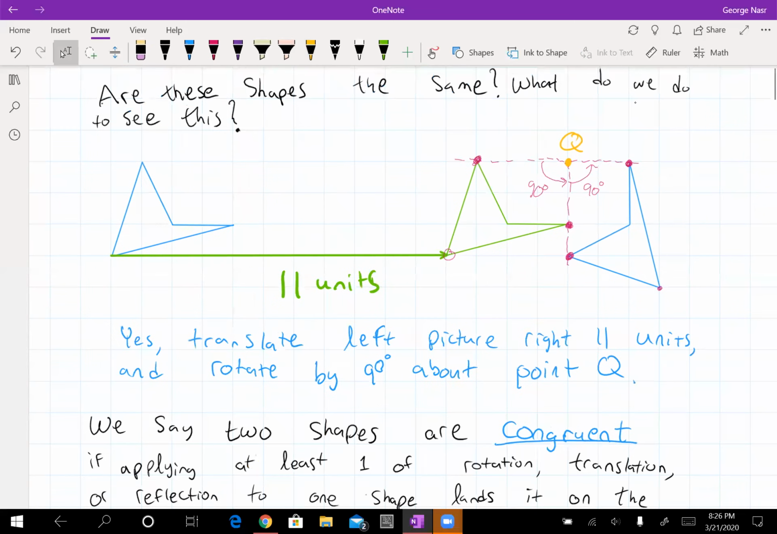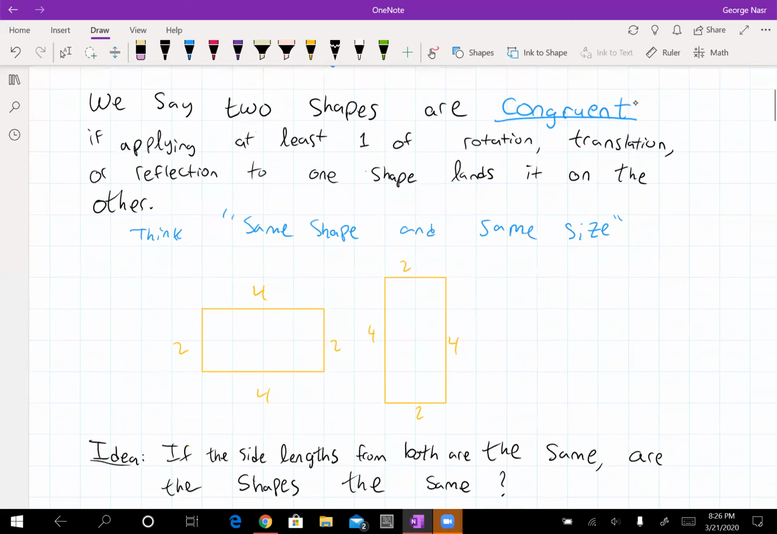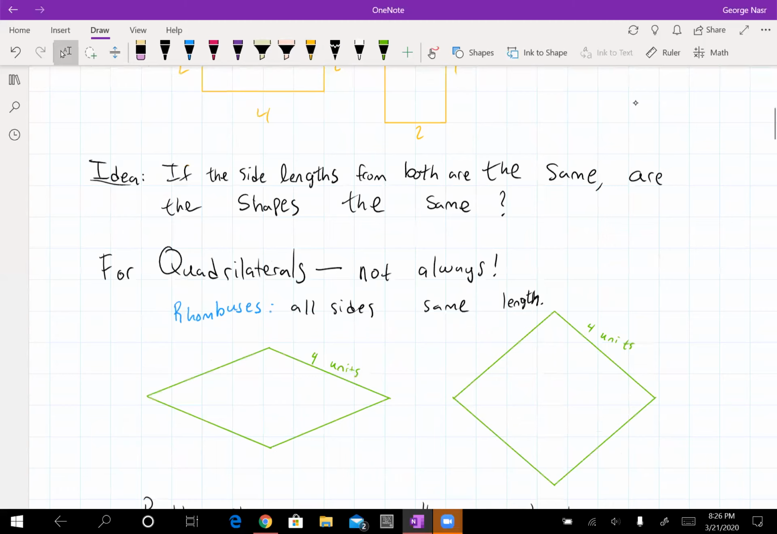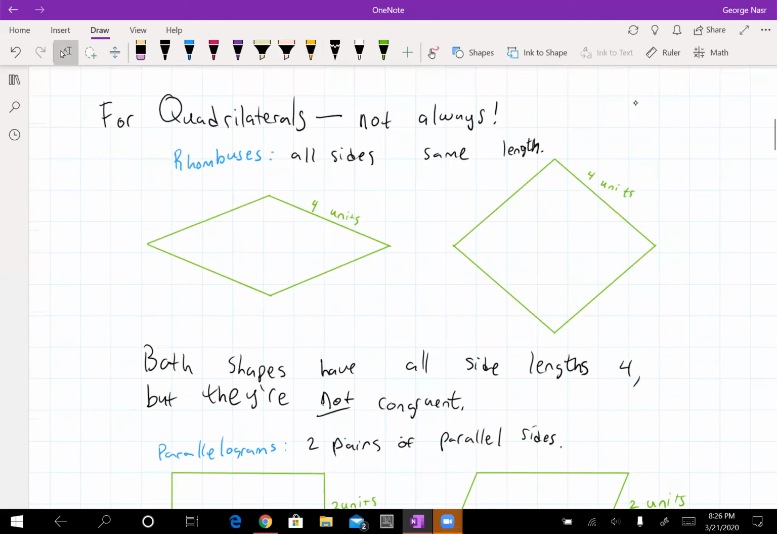Same goes for up here, right? We can't really label the distances, but this length better be the same as that length, then that length better be the same as that length, and so on and so forth. So this idea is a pretty good idea. At the very least, we need side lengths to be the same if they're going to be congruent. So now the question is, is that enough? And for quadrilaterals, the answer is already no.